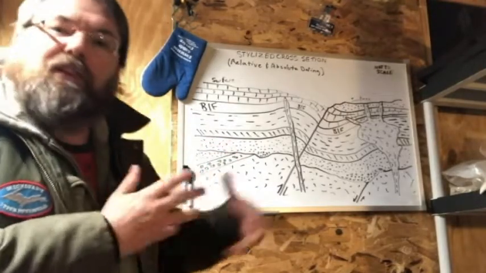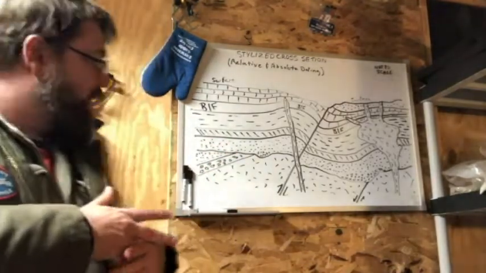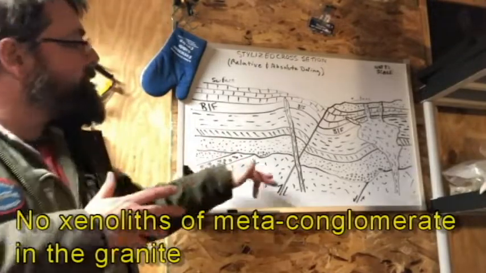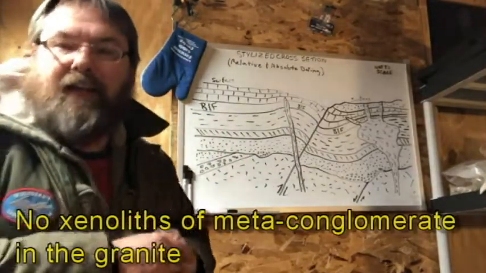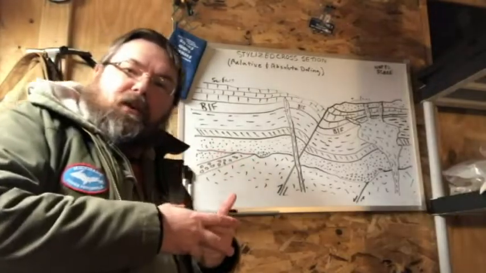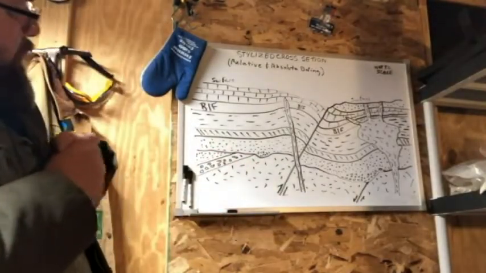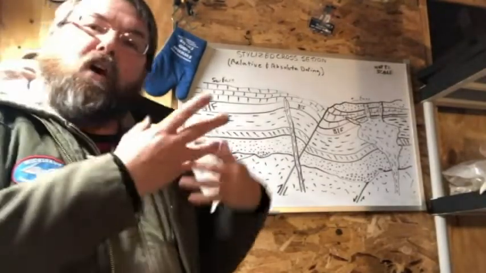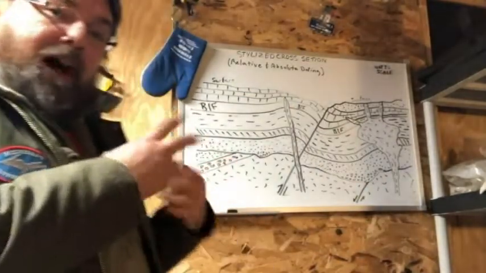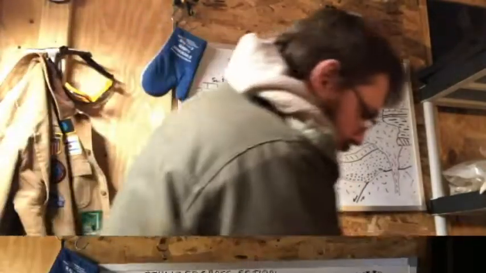We don't have like a paleosol on top of the granite or anything like that. We don't have inclusions of the metaconglomerate inside the granite that would be able to answer that question definitively. So when we develop our model, we're going to default to the simplest. And I'll get to that here when I get to the numbering here.